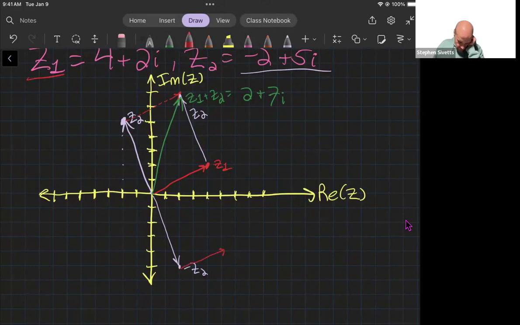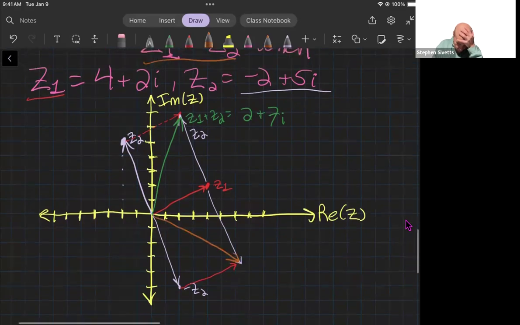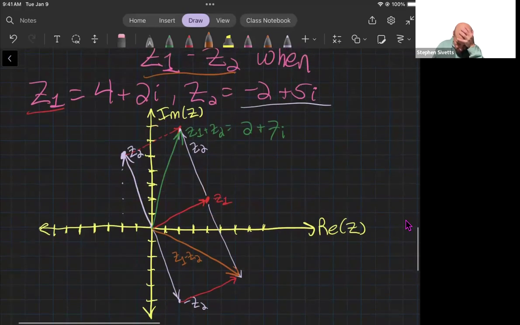So it'll be this vector, and we want a vector that's parallel to minus Z2. Minus Z2, just to make sure that we're orienting properly. And so this vector would be Z1 minus Z2. That would be this vector.